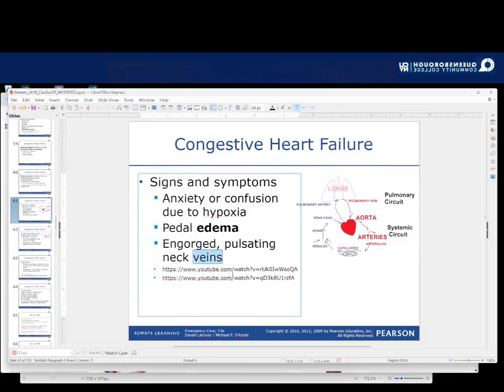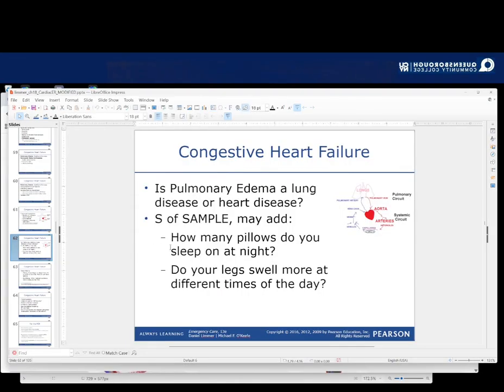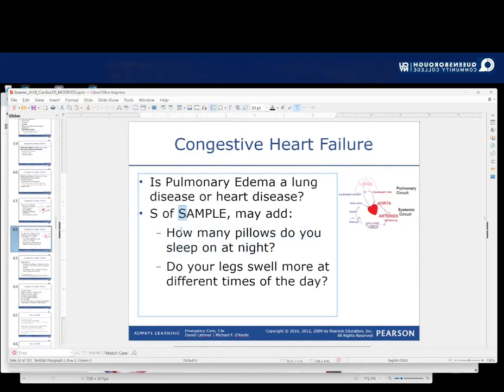And here's a couple of videos on what JVD really looks like, at least textbook examples of JVD. Here's the question in the SAMPLE under S. Other signs and symptoms: how many pillows do you sleep on at night? Do your legs swell more at different times of the day? Which times of the day? See, here it's an open-ended question, because you ask them, you don't say, are your legs swollen more in the day, in the morning or in the evening? Because that's like a yes or no question, a single word answer question.